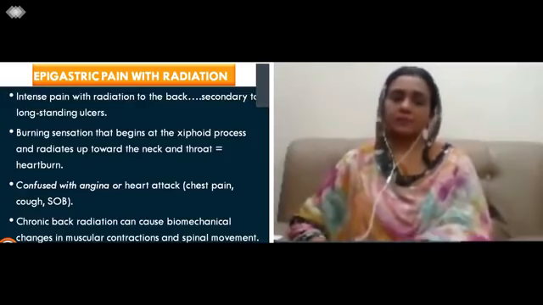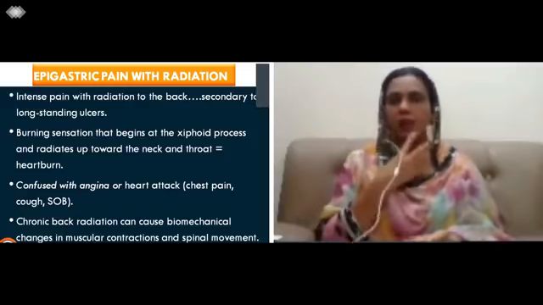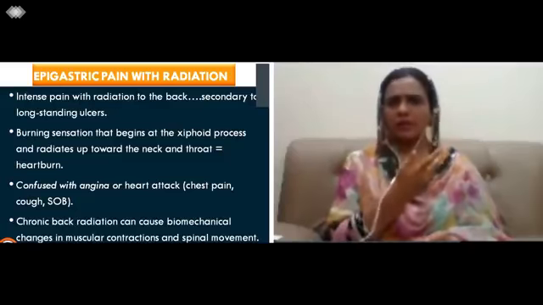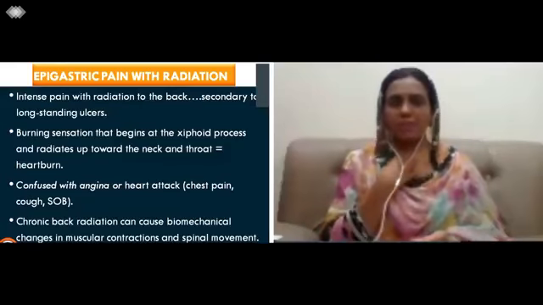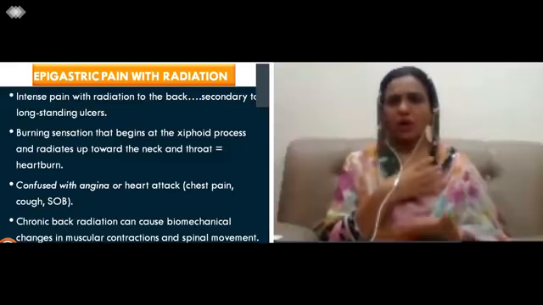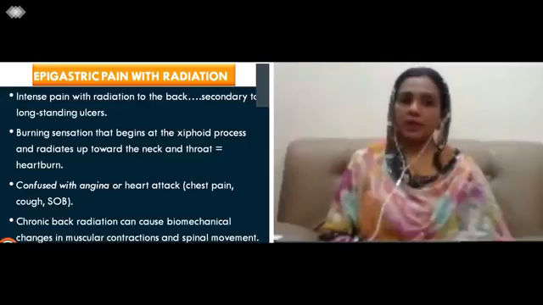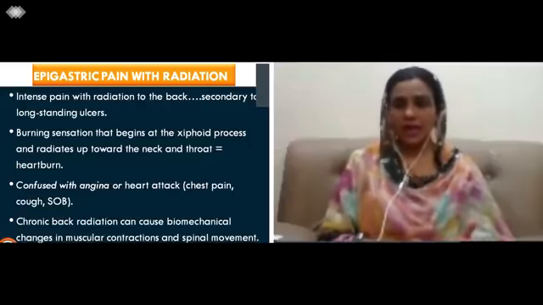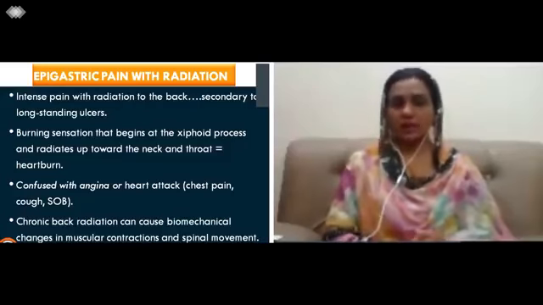So that can be a reason. And then sometimes the patient has a burning sensation that starts from the xiphoid process and radiates up towards the neck and throat, and the patient may also have some other symptoms like burning sensation, indigestion, and a bad taste in the back of the throat. All these can clue towards heartburn. So heartburn is a sign and symptom, and most of the time the reason for heartburn is GERD, gastroesophageal reflux disease. So the reason can be GERD.